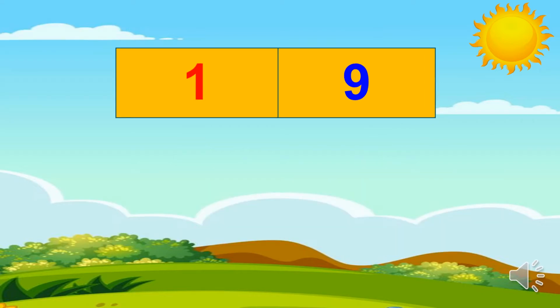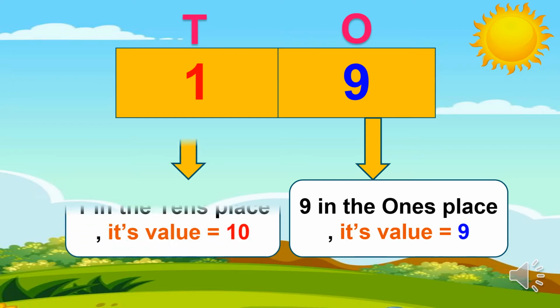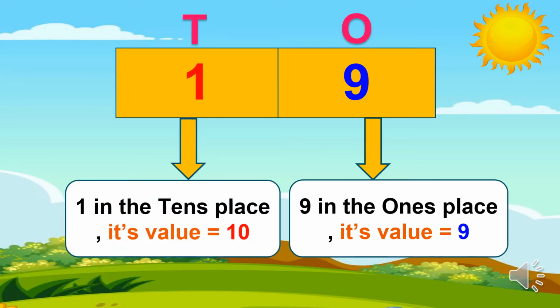For the next example, we have the number 19. Okay, first I put my places, ones, tens. Now I want to know the value of 9 in ones. In ones no 0. So its value will be 9. Okay, 1 ten. In tens we put a 0. So its value will equal 10.